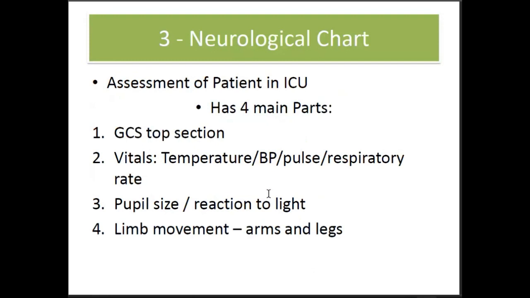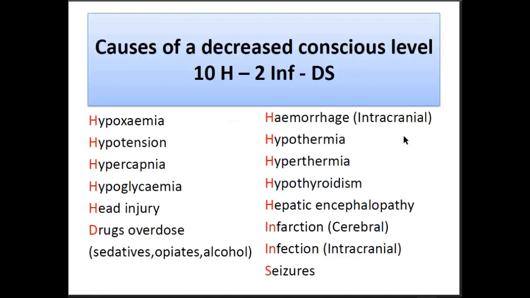طيب. هذا النيورولوجيكال chart ممكن بصراحة تنسوه، يعني it's not that important. But you have a look، يعني it's another way to assess the patient in the ICU. So you assess the GCS, the vitals, the pupil size, the limb movement. This is very important for neurological assessment. But the ICU has their own charts.